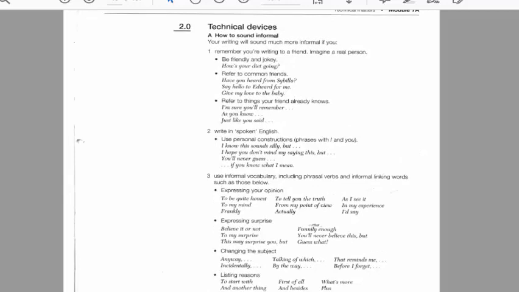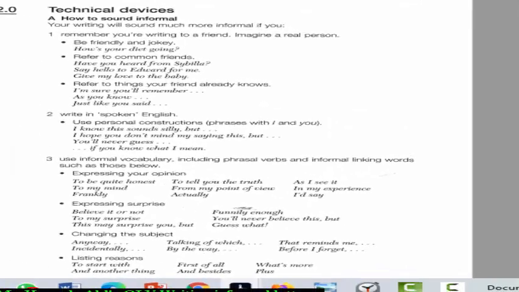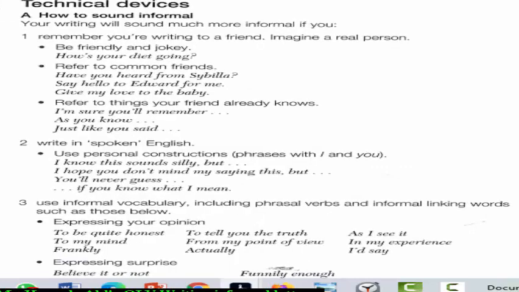Let's start talking now about some technical devices when you're writing an informal letter. Number 1, how to sound informal. Remember that you are writing to a friend, so imagine the real person. Be friendly and jokey. How is your diet going? So be friendly because you're writing to somebody you already know, so remember him in your head when you're writing.